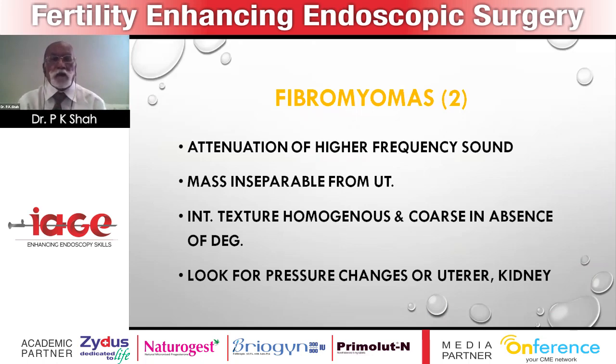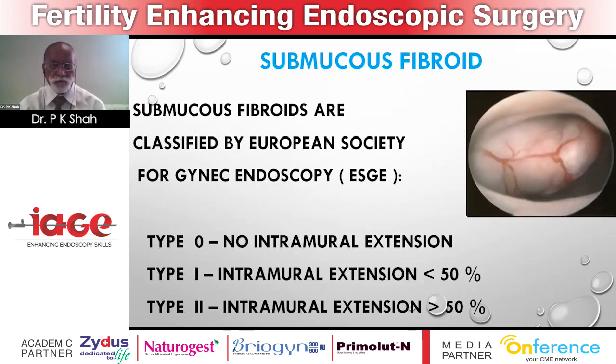When higher frequency ultrasound passes through fibroid, it does get attenuated. It is a mass which is not separable from the uterus unless it is pedunculated. Internal texture of fibromyoma shows you homogeneous and coarse material in absence of degeneration. Always do transabdominal sonography if you have a broad ligament fibroid or a very huge fibroid to see back pressure changes on ureter and kidneys.